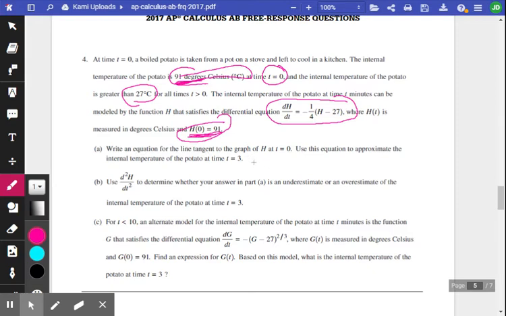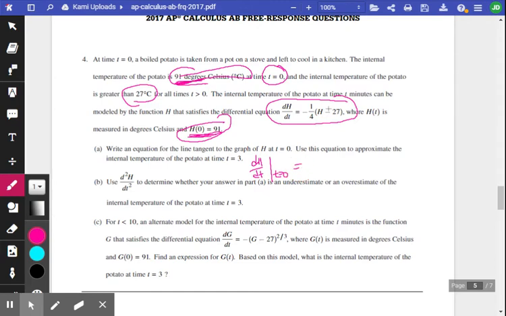So to write an equation for a tangent line, we need a point and we need a slope. So we want to know what the slope is at time t equals 0. So we need to find out what's the derivative of h, or what is dh/dt, when time equals 0.